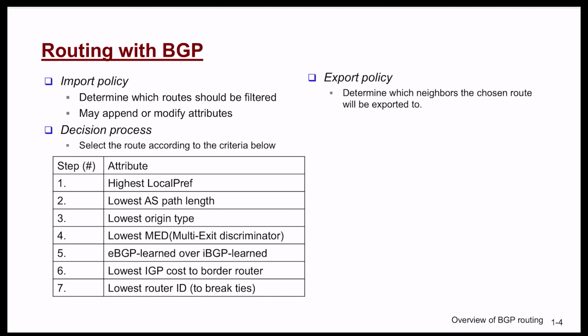Well, the router will go down the list, comparing each attribute in the list across the 2 routes. If the routes have different values for the attribute, the router chooses the one that has a more desirable attribute. Otherwise, it moves on to compare the next attribute. For example, as local preference is the first step in the decision process, we can force the route with a longer path to be chosen over a shorter one by changing the local preference. And the third is the export policy, which determines which neighbors the chosen route will be exported to.